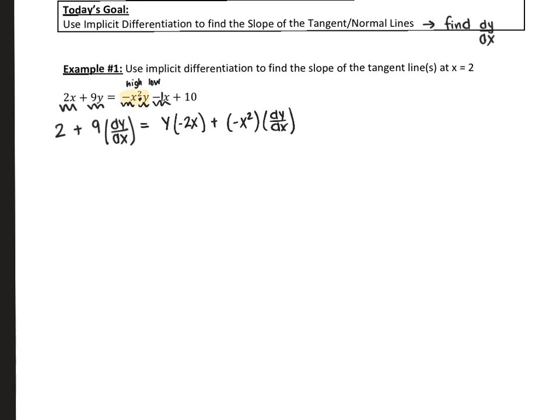The derivative of negative 1x is negative 1. And the derivative of a constant 10 is just 0, so we don't need that. So I'm going to clean things up a bit here. I have 2 plus 9 times dy dx equals negative 2xy minus x squared times dy dx minus 1.